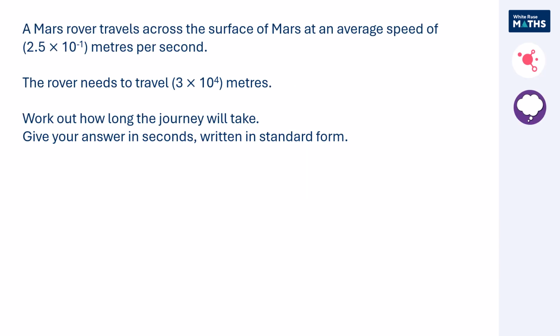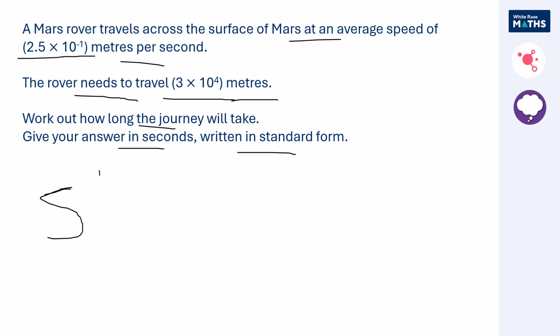Okay, next part. A Mars rover travels across the surface of Mars at an average speed of 2.5 times 10 to the minus 1 meters per second. The rover needs to travel 3 times 10 to the power of 4 meters. Work out how long the journey will take. Give your answer in seconds written in standard form. So we've got speed equals distance over time. So S D T, guys.